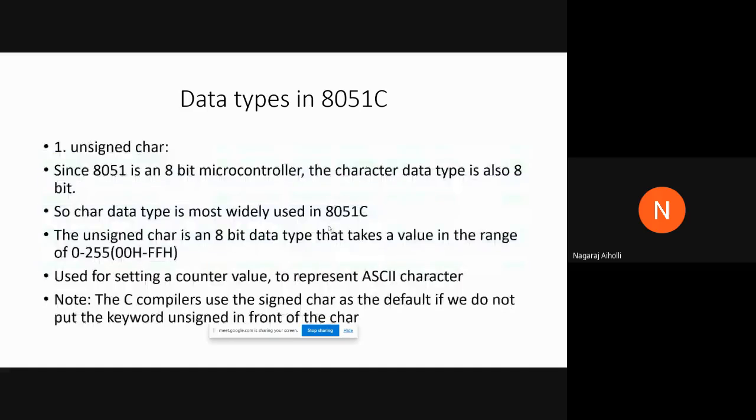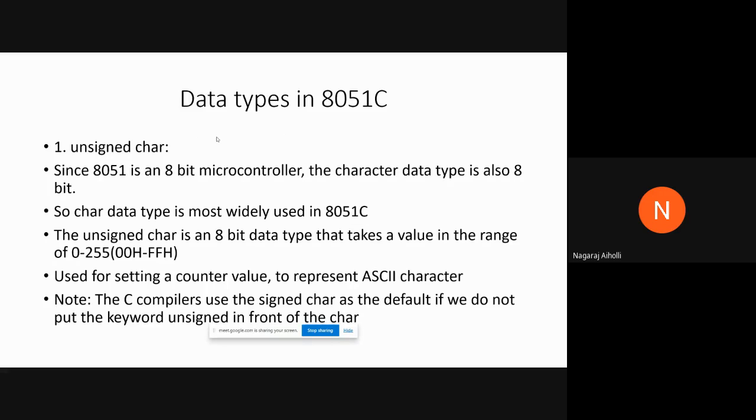Next is unsigned character. As we just discussed, the unsigned character is an 8-bit size data type. The character data type in 8051 microcontroller is of 8 bits. Why is this unsigned character 8-bit? Because 8051 is an 8-bit microcontroller, hence the character data type is also 8-bit.